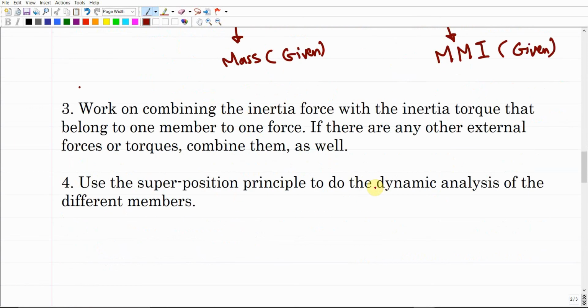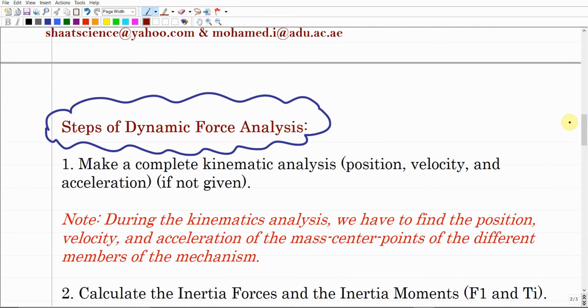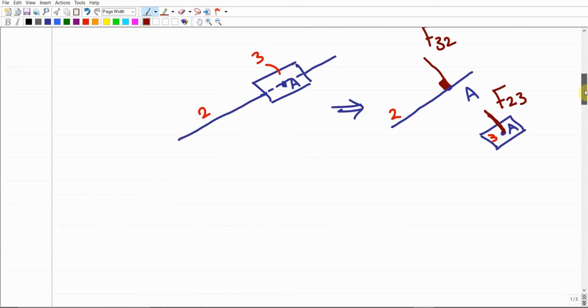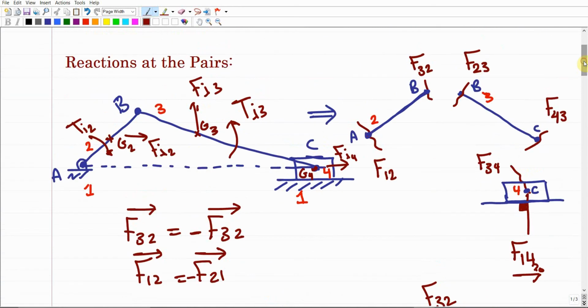Then the third step, you're going to work on combining the inertia forces and the inertia torque and any other forces into one force acting on the member. Like for example, in the slider crank mechanism, take link number 3. How many forces do we have for this link? We have the torque, which is the inertia torque, plus 2 main forces in the middle.